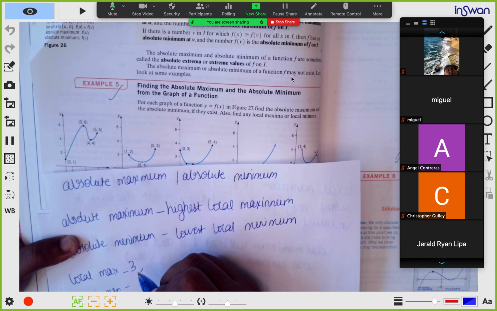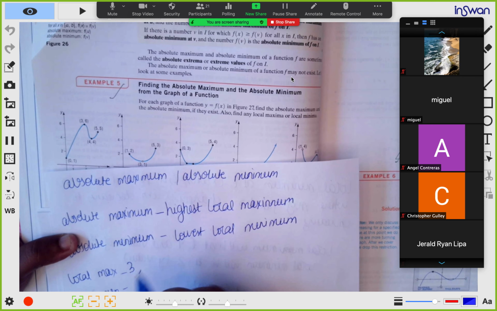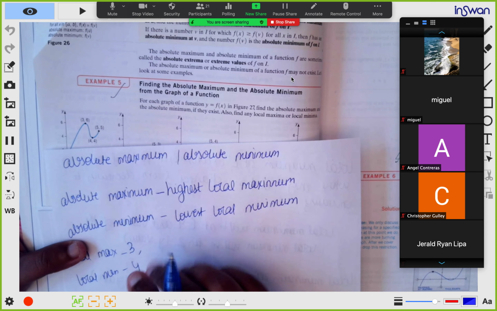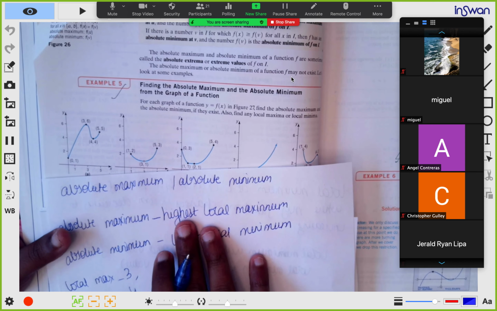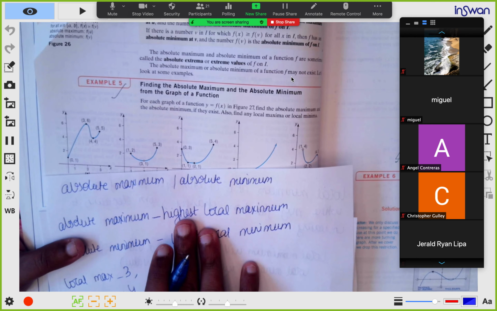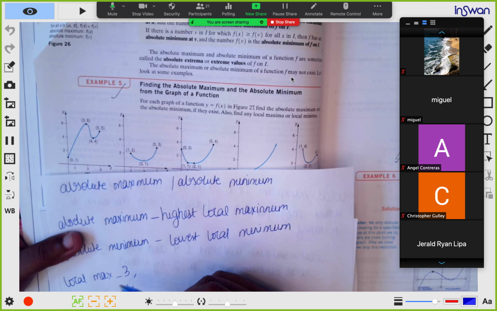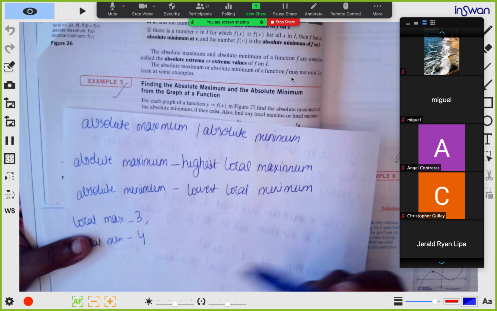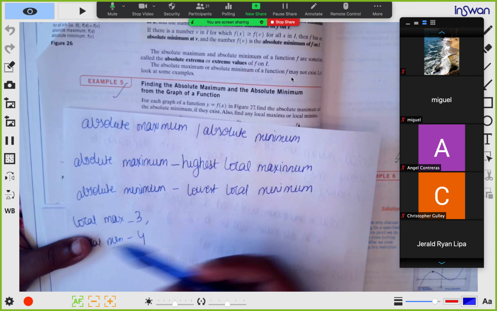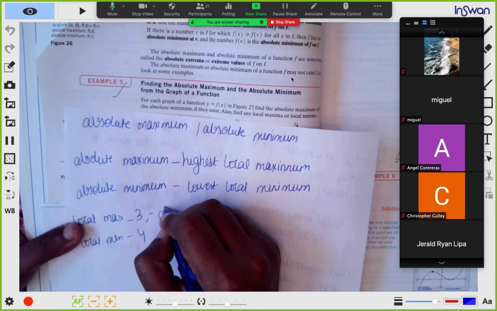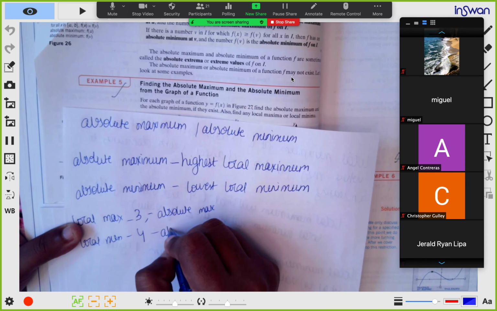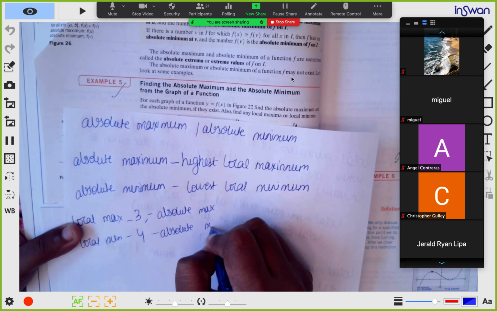No. What about local minimum? 4. Is there any other local minimum? No. So in this case, since there is only one of them, these will be your absolute maximum and absolute minimum also.